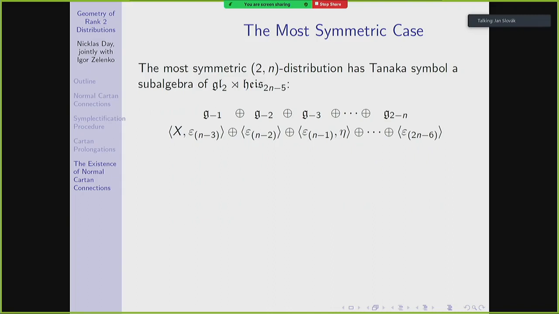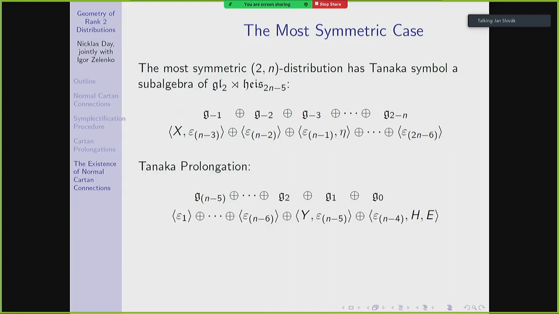So this is the symbol of the symplectically flat distribution, and again, notice epsilon n minus 3 is in G minus 1, a different one, right? And we have fewer epsilons here. So we've shifted the grading, but when we prolong, we get back the entire symplectic algebra again. And it might not be surprising.